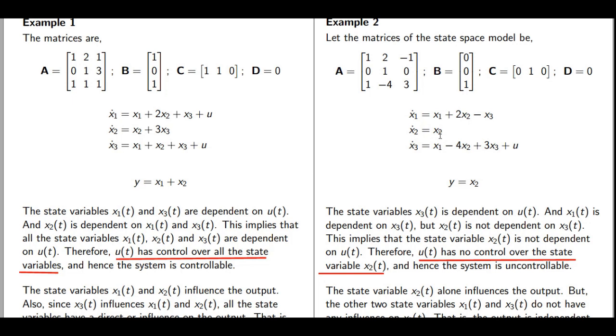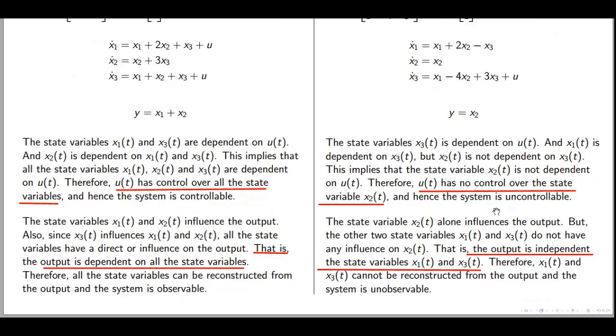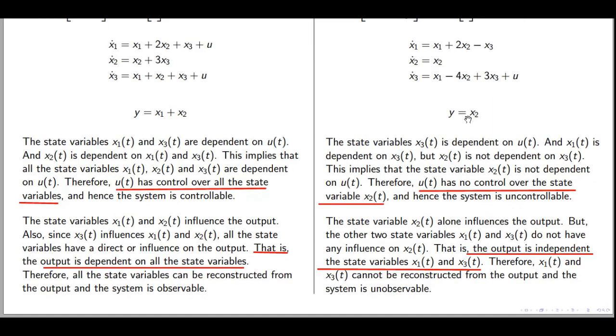So therefore, the system is uncontrollable. And similarly, if you take this output equation, output depends only on x2. We have already seen that x2 is decoupled from x1 and x3. So therefore, x1 and x3 will not have any direct or indirect influence on y, and even if I have y, I will not have any details of x1 and x3, and therefore the system will not be observable. It is an unobservable system.